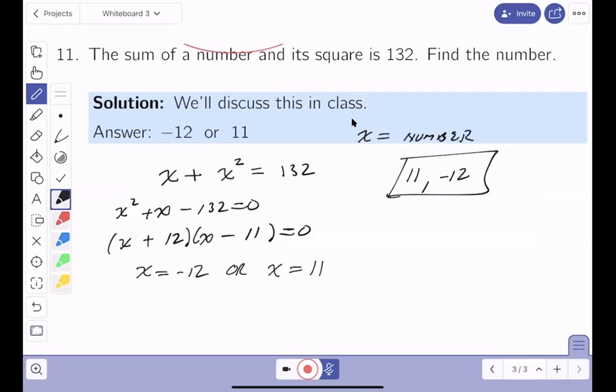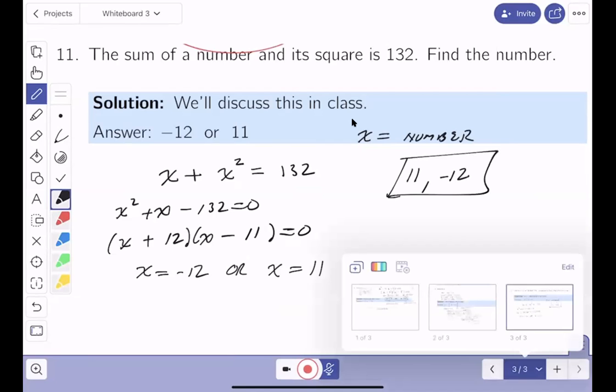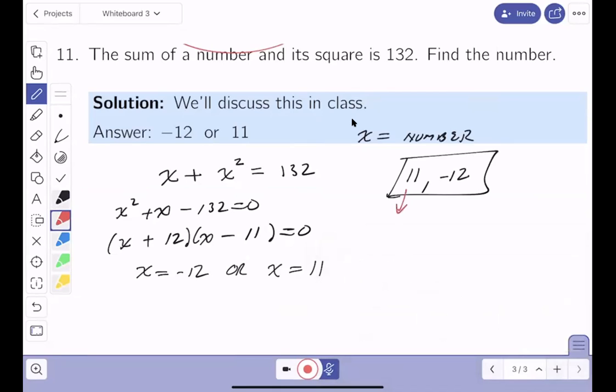These are the numbers. Again, you can check that out if you like with the original problem. What does it say? Let's just check out the 11 first. I would say the sum of a number and its square. What's the square of 11? 121. If you add that together, you would get 132. That worked out beautifully.